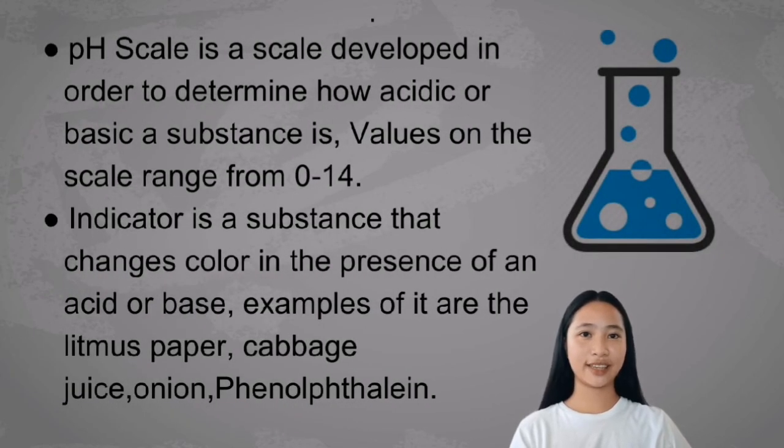The pH scale was developed to determine how acidic or basic a substance is. Values on the scale range from 0 to 14. An indicator is a substance that changes color in the presence of an acid or a base. Examples are litmus paper, cabbage juice, onion, and phenolphthalein.